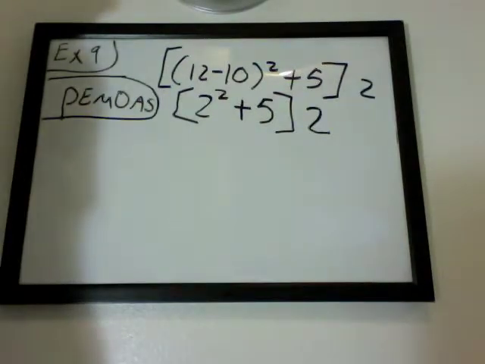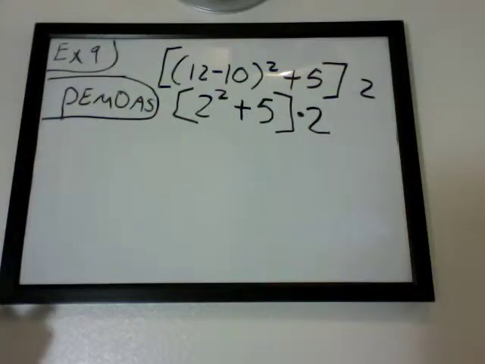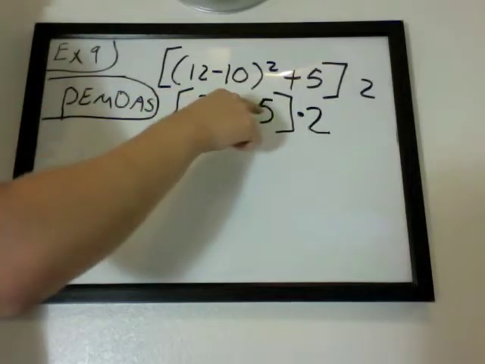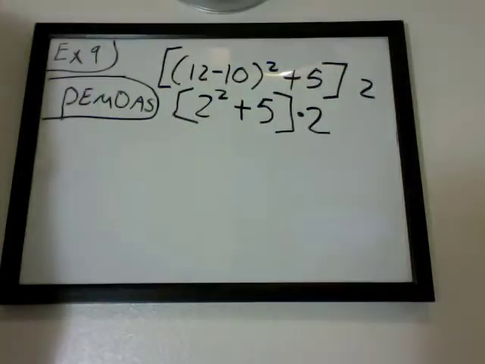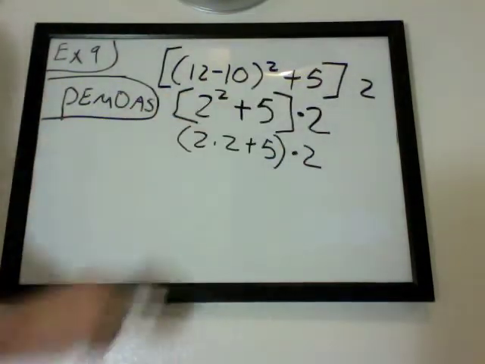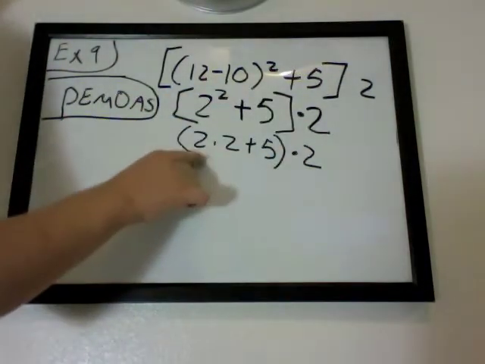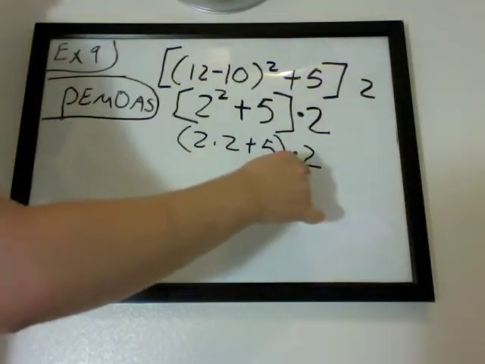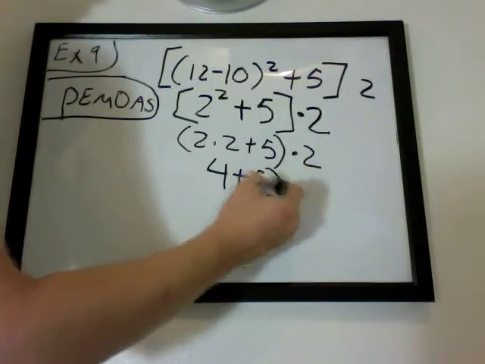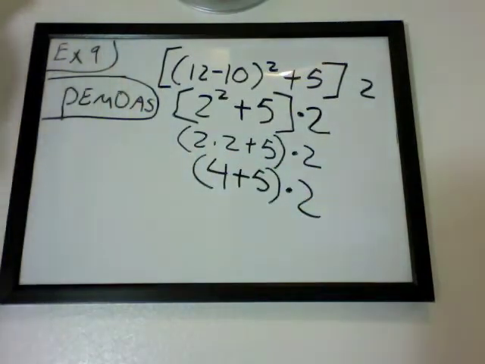Now the 2 on the outside is being multiplied by everything on the inside, so don't forget to add your multiplication sign. Okay, now we have an exponent. We have to do the exponent first in order to take care of the parentheses on the inside. So 2 to the power of 2 is just 2 times 2. So another way of writing this on the top is something like this. So we have 2 times 2 plus 5 times everything here by 2. So 2 times 2. Don't forget your parentheses. Bring down your 2 and your multiplication.